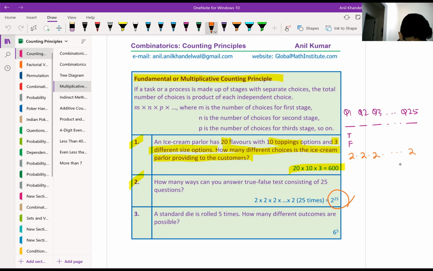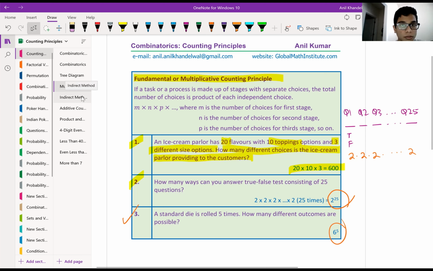Now, can you please read the third question? A standard die is rolled 5 times. How many different outcomes are possible? I'm pretty sure it's 6 to the power of 5, because every time there are 6 options, right? So how many times is 6 to the power of 5? Does it make sense to you now? So that is counting principles.